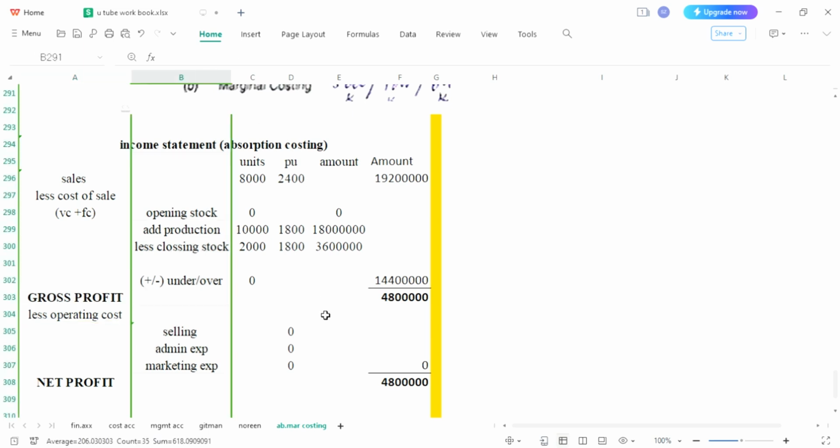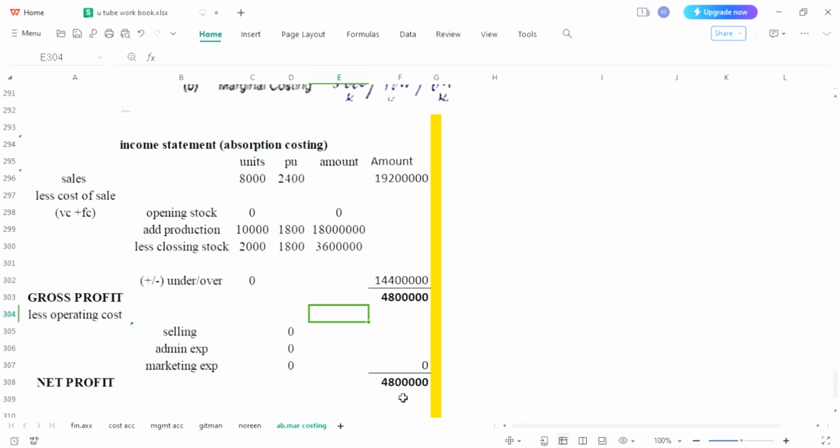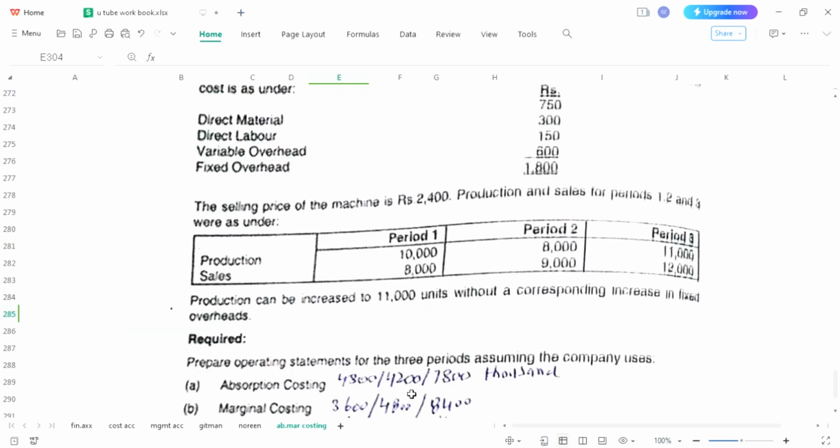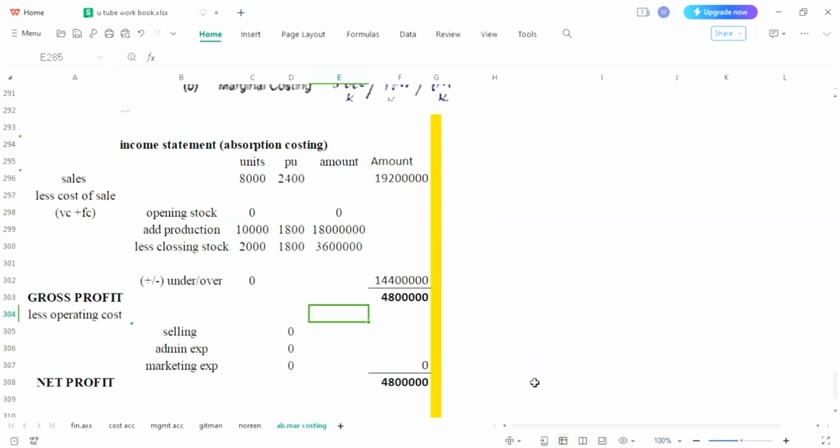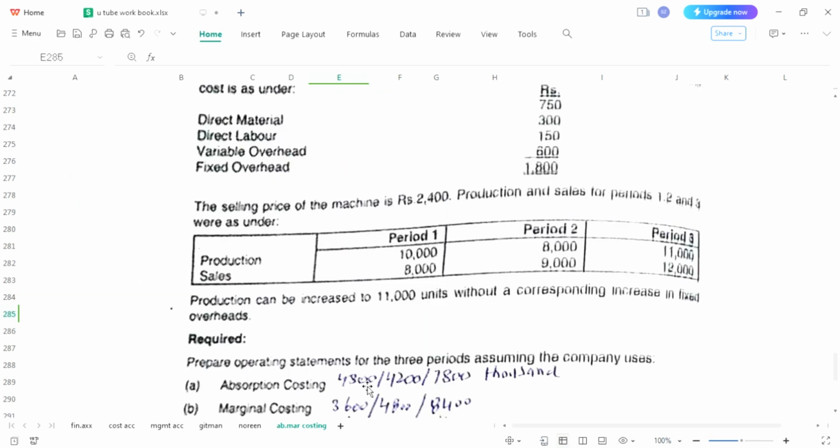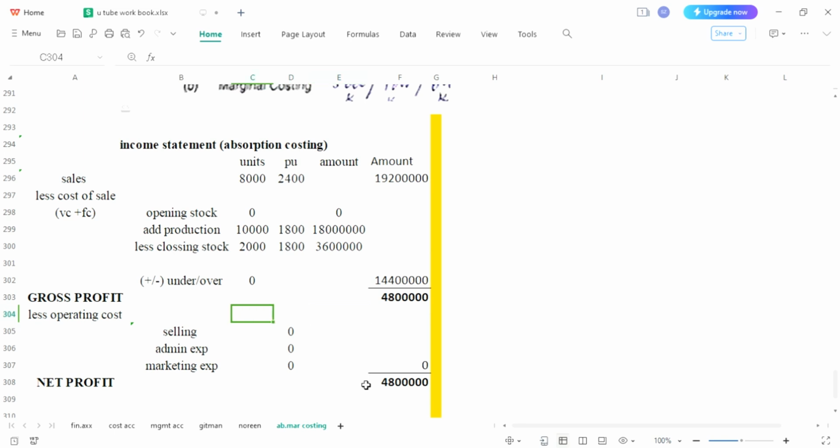Okay, now our answer is 48 lakh. Here is 4800, and it has been mentioned 4800,000. So here you can see your answer 4800,000. Three zeros are skipped just for the length. Our answer has been matched. First answer is 4800.